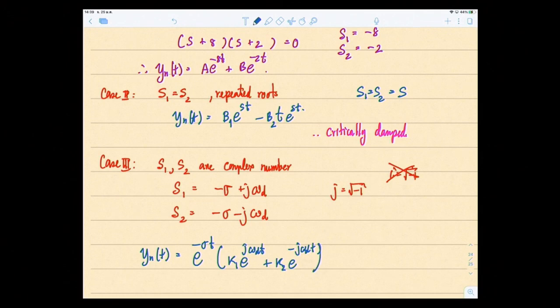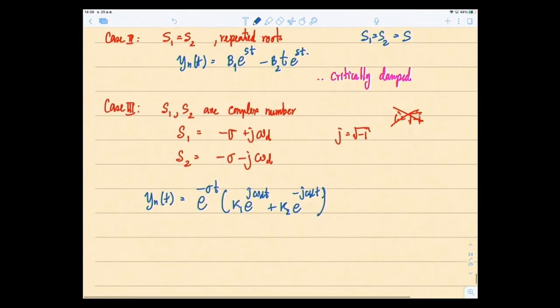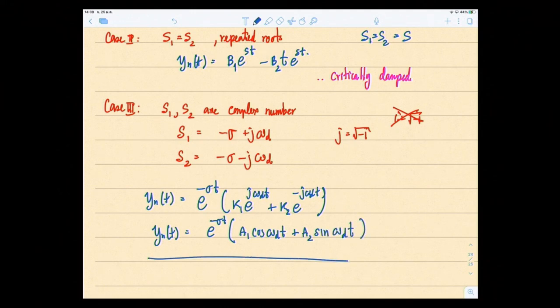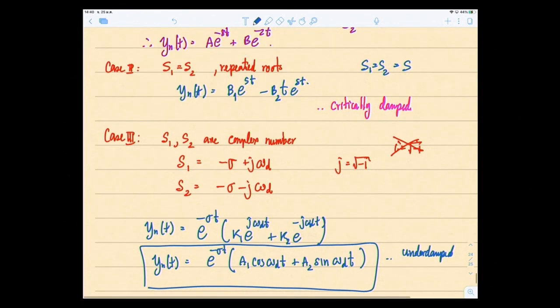But then we can use Euler's identities to make more sense out of it: e to the minus sigma t times a1 cos omega d t plus a2 sine omega d t. This is the solution for the complex roots, and this is called the underdamped case. You can see the word damping here.